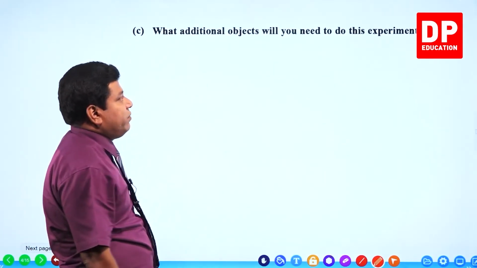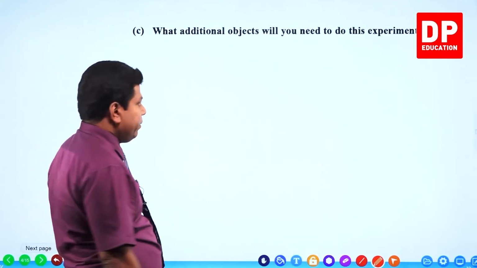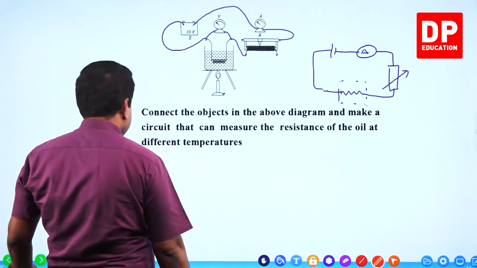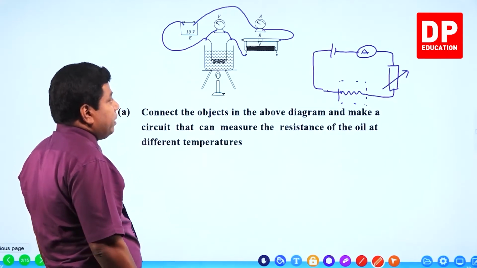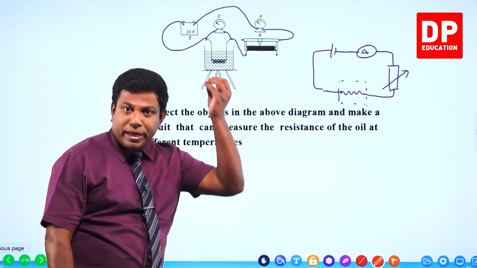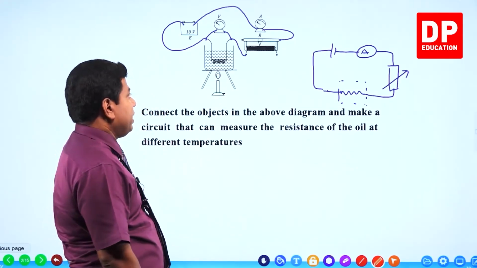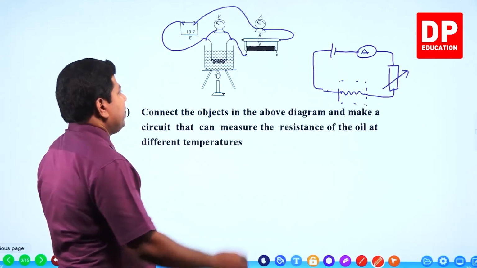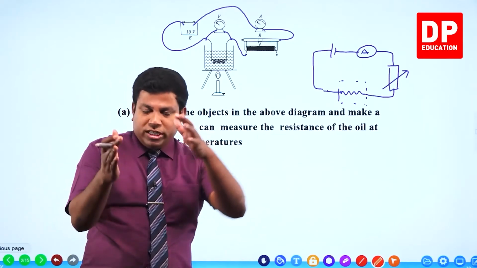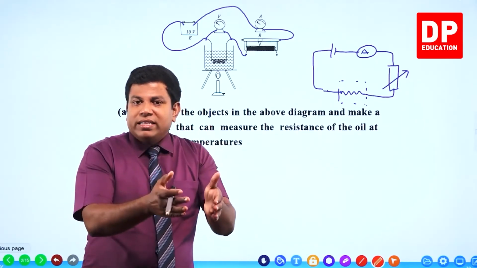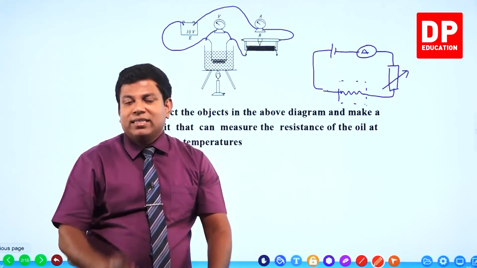What additional objects will you need to do this experiment? Let's go back to the diagram and check. The circuit is complete, but you need to measure the temperature. So we need a thermometer. Not only that, we need to use a stirrer to keep stirring it. Otherwise, you can't ensure that the water's temperature and the coil's temperature are the same.